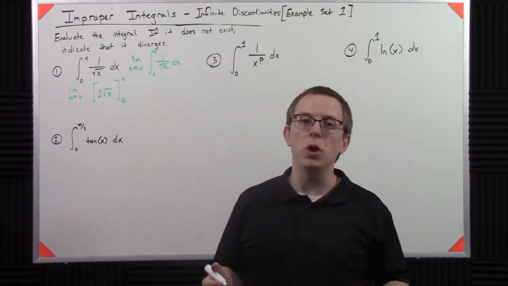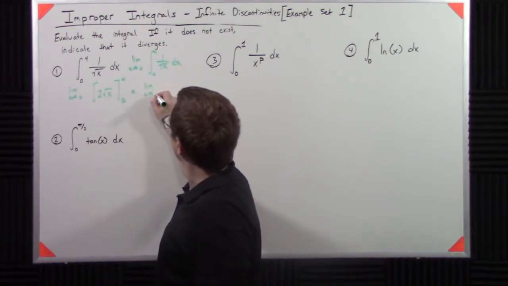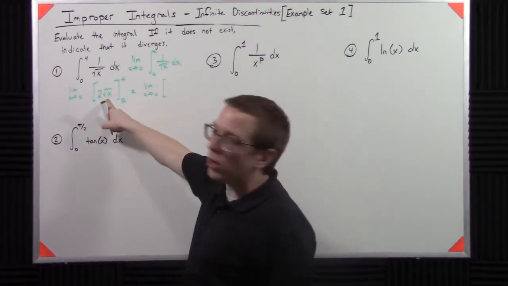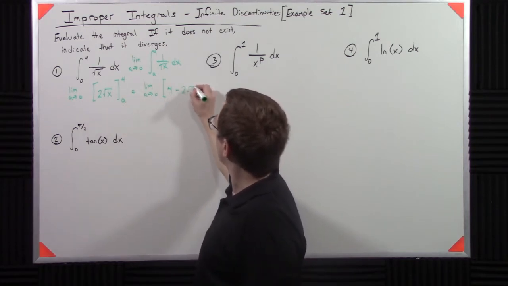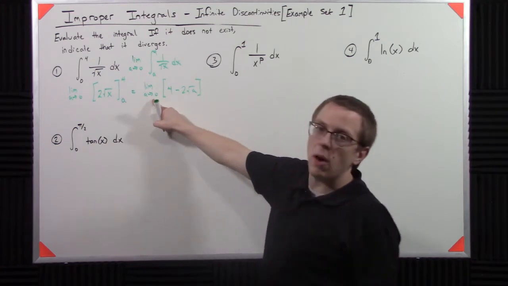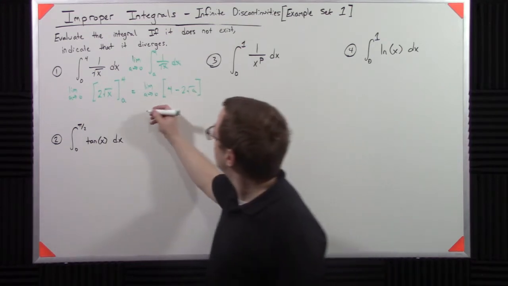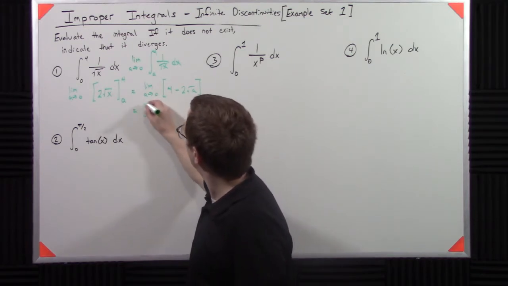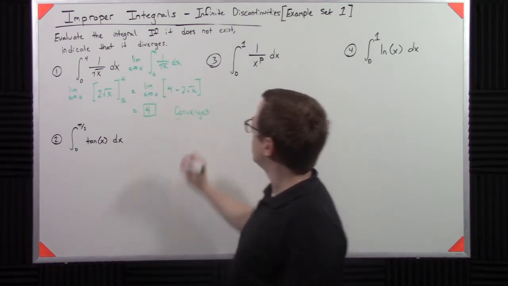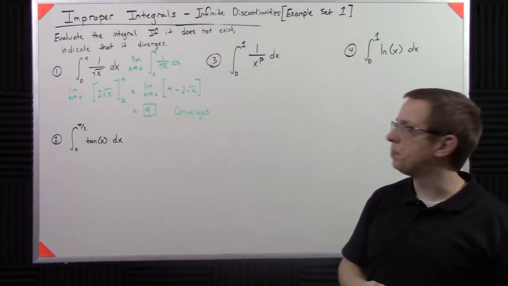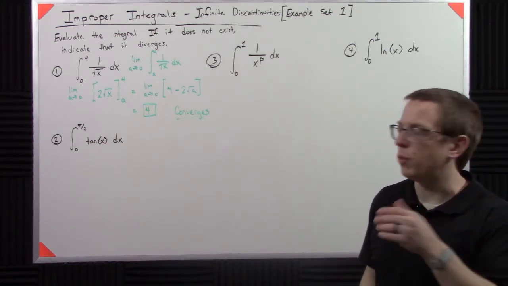So what we'll do is plug in the limits of integration here. We get the limit as a goes to 0 of, when I plug in 4, square root of 4 is 2, and then minus 2 square root of a. Now I can take the limit. Obviously, when I take the limit here, that's going to vanish. So we get a convergent integral. And again, all it was is it just had an area of 4.